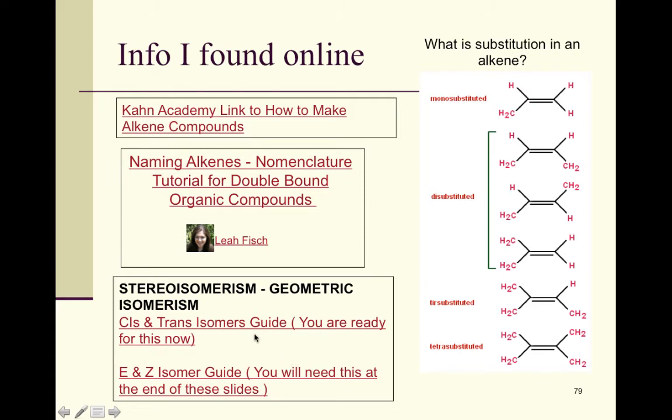I also found isomers, stereoisomers, geometric isomers, cis and trans isomer guides. This is something you're ready for now. The E and the Z will be at the end of these slides.